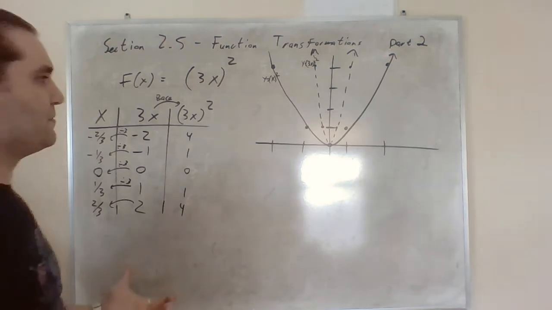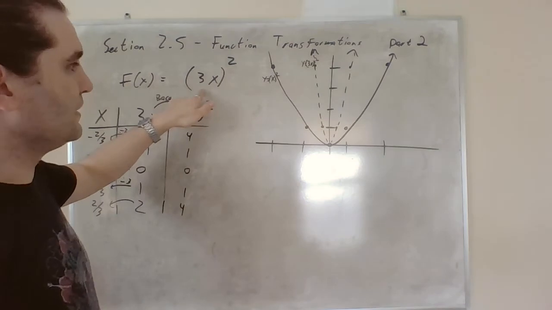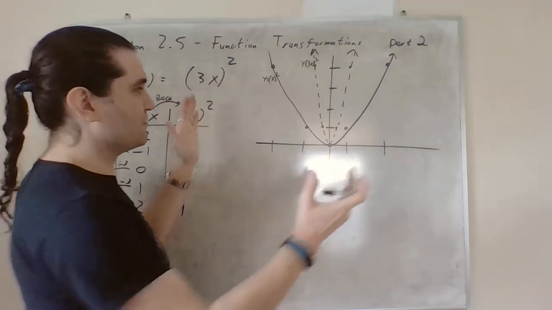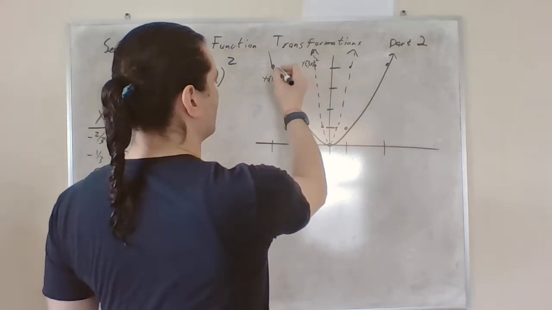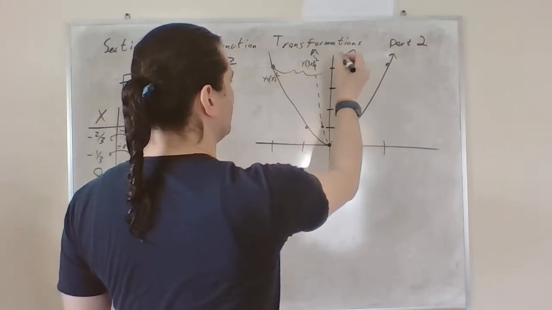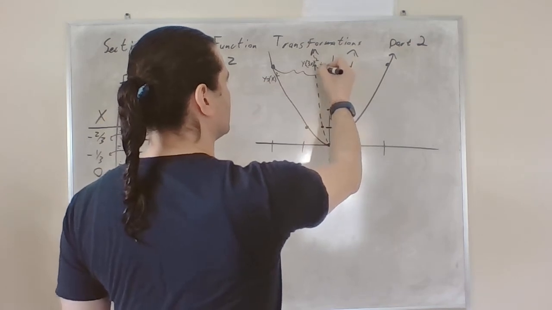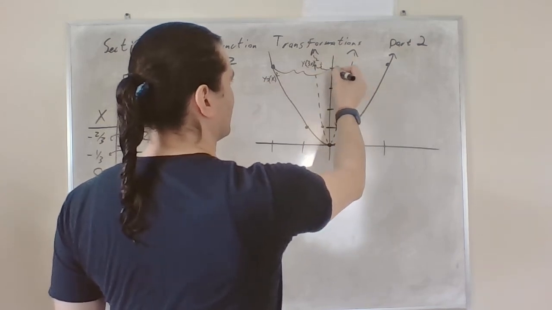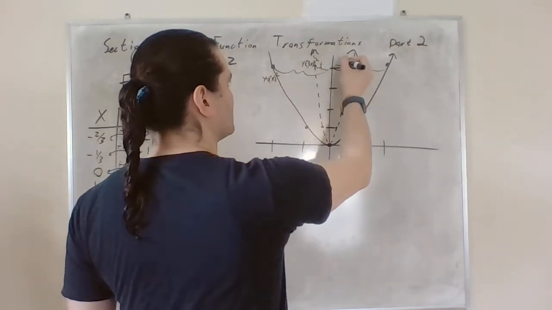So let's talk about what happened here. We multiplied the inside by 3, and the function that we got out is squished. Whatever this distance used to be, this new distance is 1/3 the size.